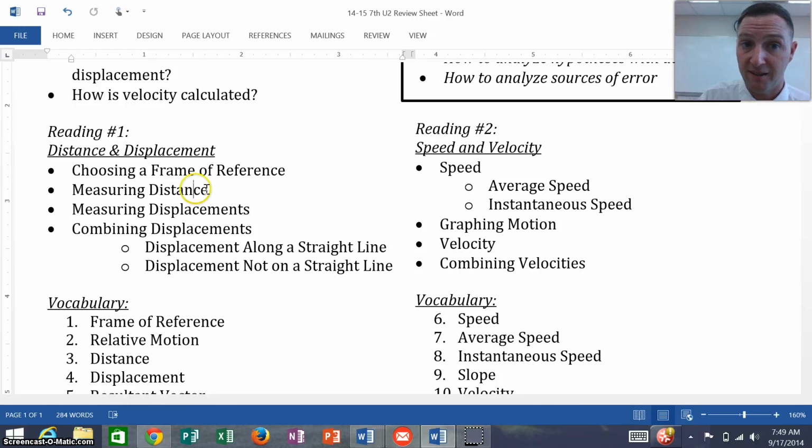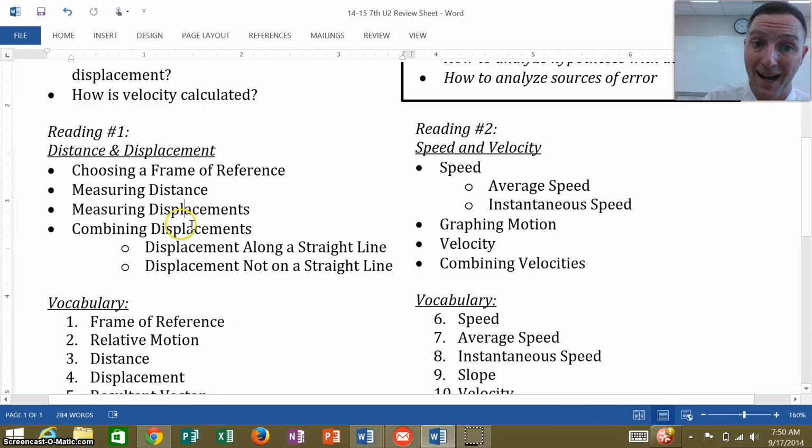How do you measure distance? You measure distance in meters. That's our standard unit, and you follow the path that the object takes. Displacement is different. Displacement is that straight line between two points. It has a number, a magnitude, and a direction. That's a little arrow that's on top.